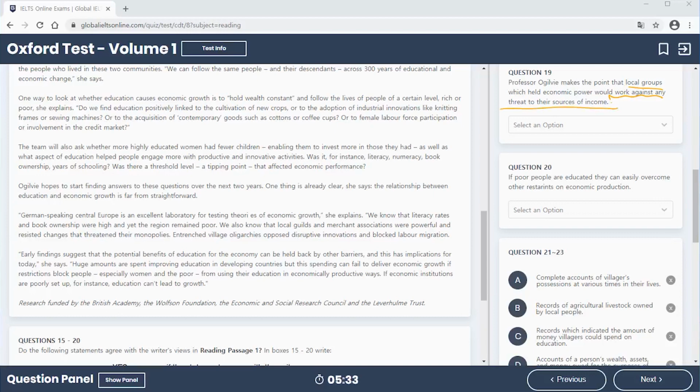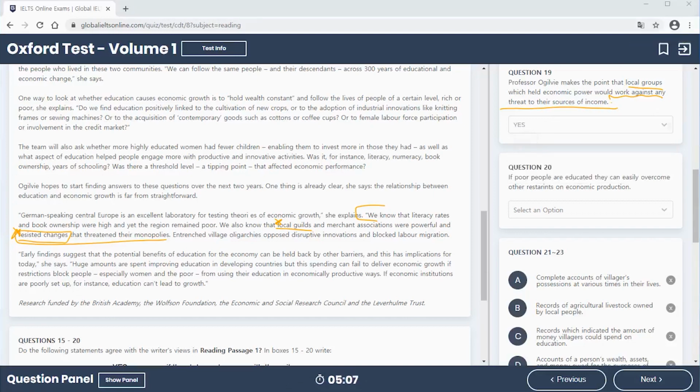So when we look down here, she says in this paragraph, we know that literacy rates and book ownership were high, and yet the region remained poor. We know that local guilds were powerful and resisted changes that threatened their monopolies. Okay? Resisted changes, which would probably include also education. Okay, so we know that this one is going to be yes. They did do that.